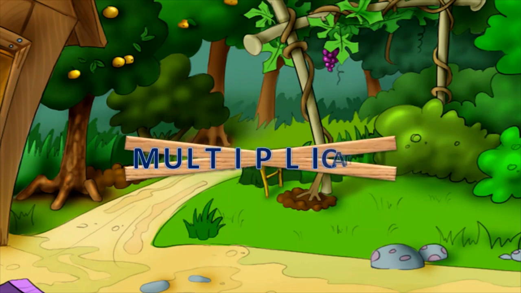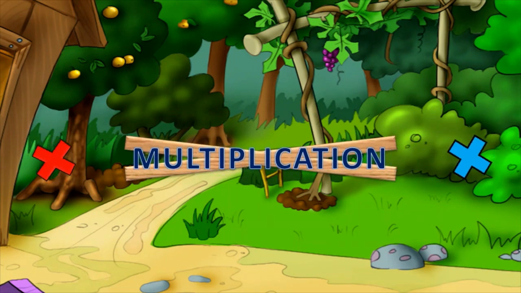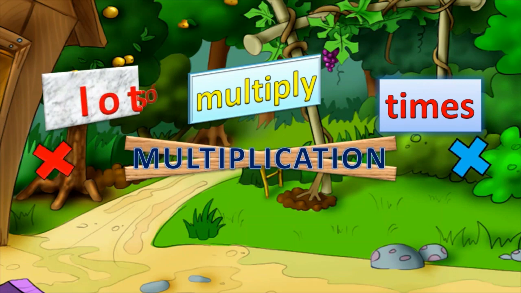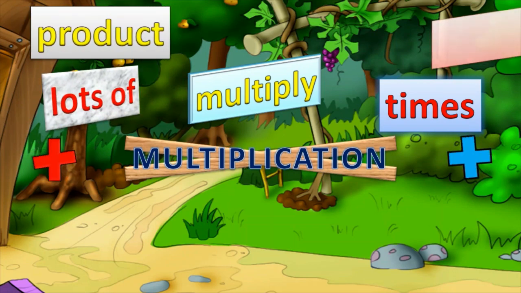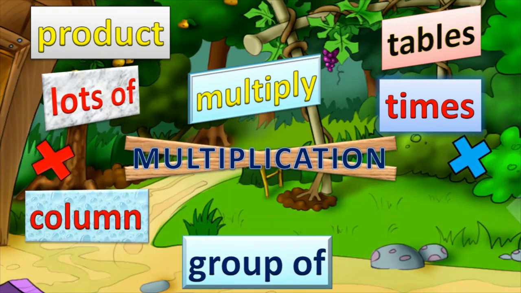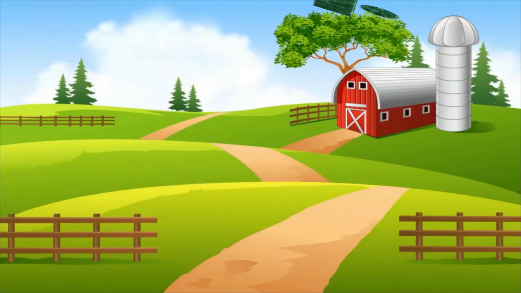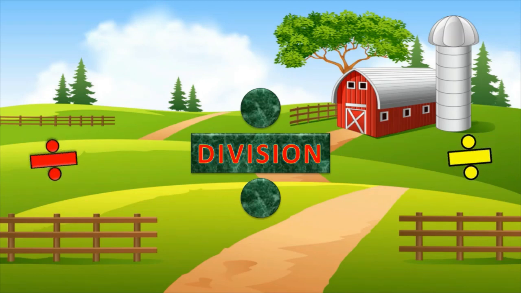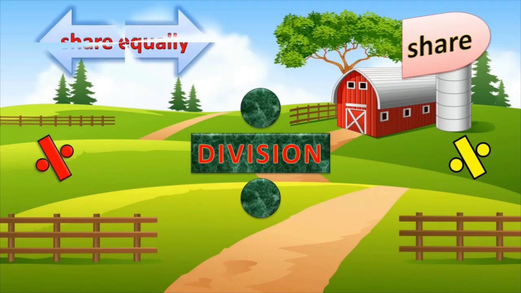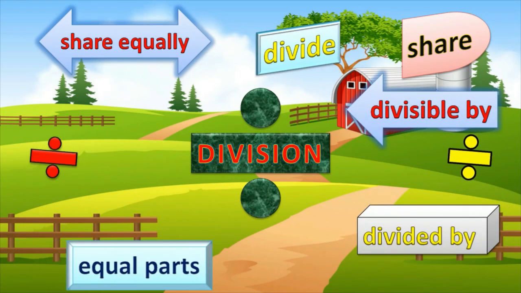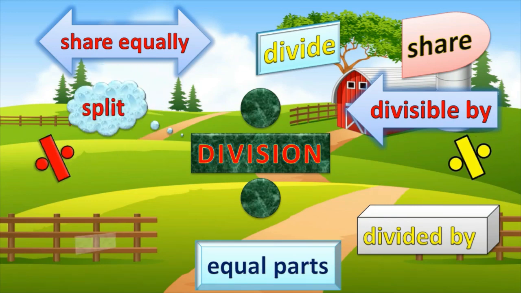For multiplication we have math words like multiply, times, lots of, product, tables, group of, column, and row. For division, we have math words like share, share equally, divide, divided by, divisible by, equal parts, split, and quotient.